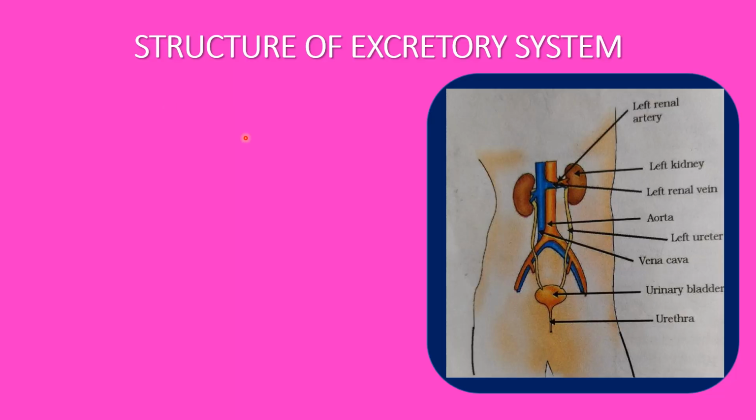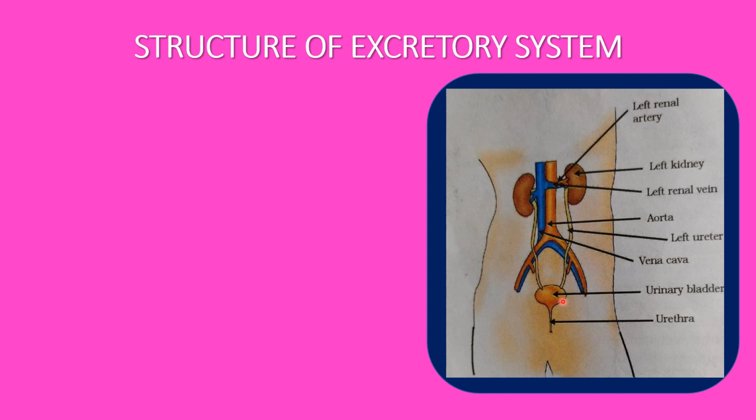Now let's discuss the human excretory system. That means which different organs are associated with the process of excretion. Dear students, first observe the image given at your right side. This is the human excretory system. This excretory system is made up of a pair of kidneys, the left kidney and the right kidney, and elongated tube-like structures from the kidneys, called the ureters. This is the left ureter and this is the right ureter.